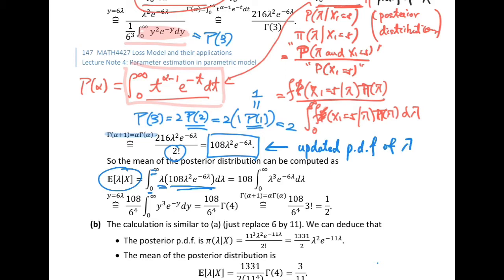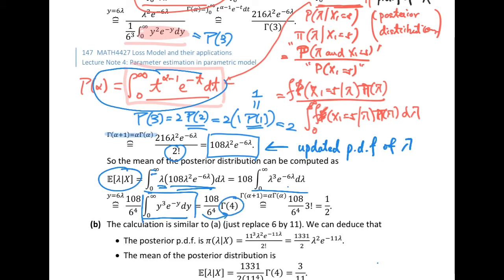Okay, and then here, this will be the integral that you need to handle. Then again, to evaluate this integral, we just try to make use of the gamma function again. So again, you apply the change of variable y equal to 6 lambda, so that this integral will be simplified into this, and then this integral will be just equal to gamma 4.